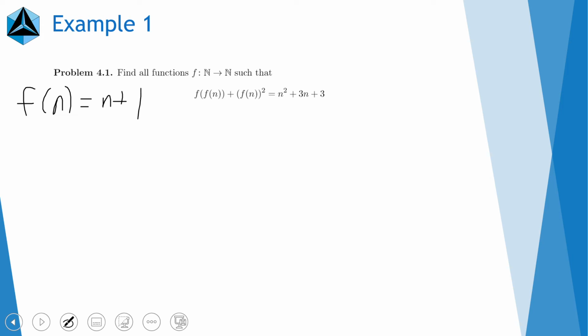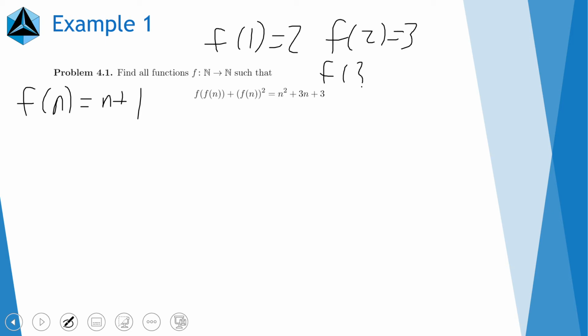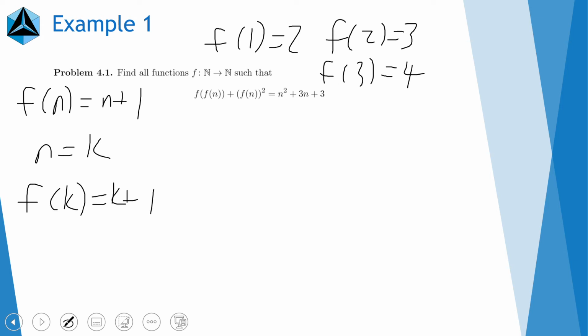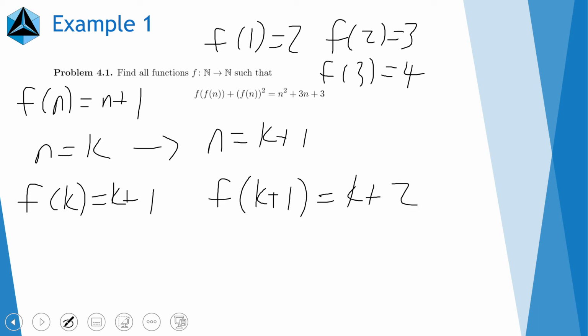We already have a couple of base cases. We already know that f of 1 is equal to 2, f of 2 is equal to 3, and f of 3 is equal to 4. But we want to try an inductive step. So let's say that our claim works where n is equal to k. That means that we know that f of k is equal to k plus 1. We've already proven that. We want to prove that our claim works for n equals k plus 1, meaning that this claim is true given that.